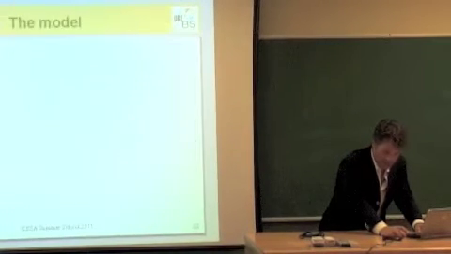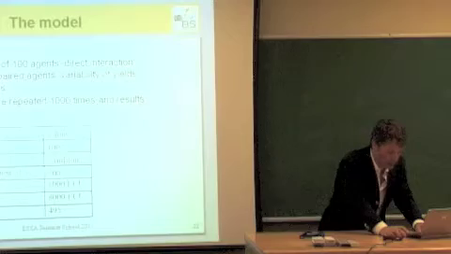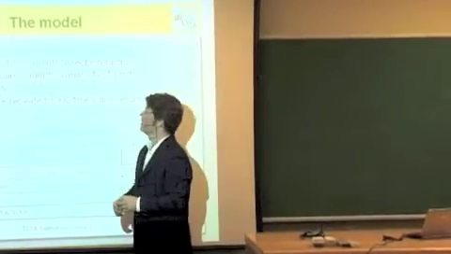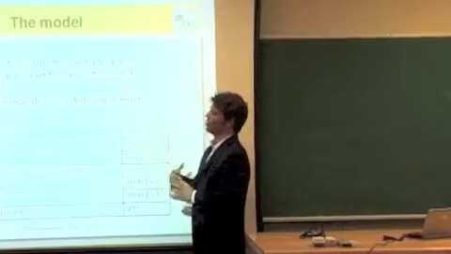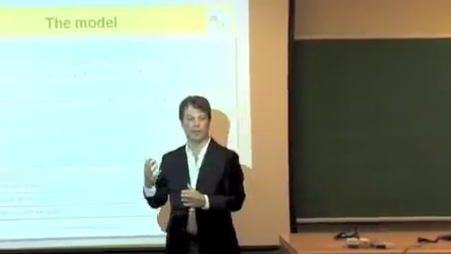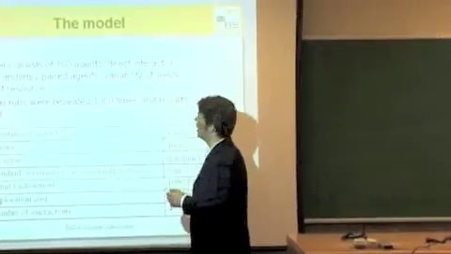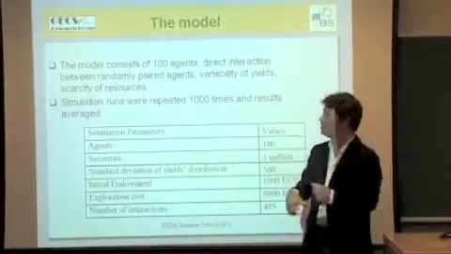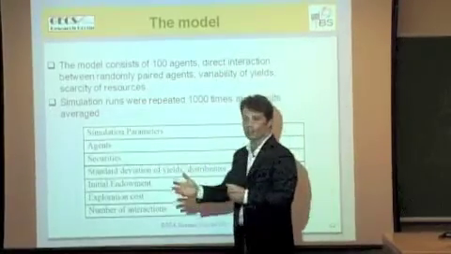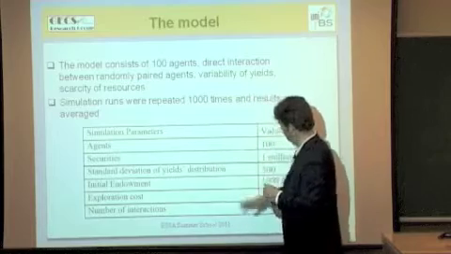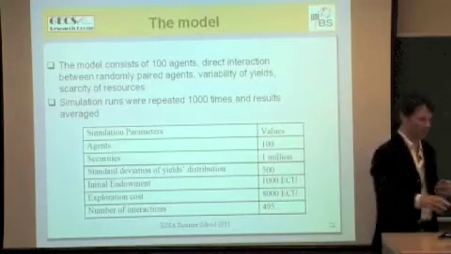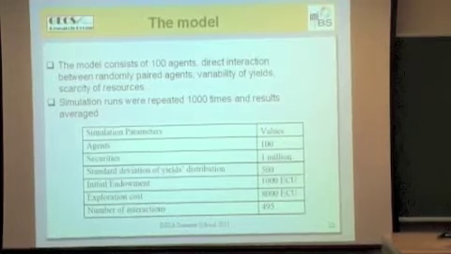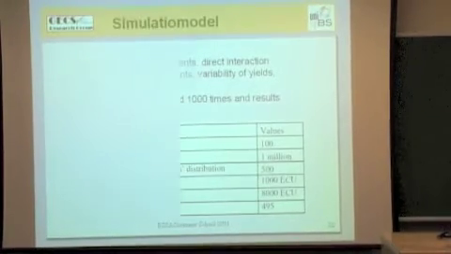And then, as before, we started to modify some parameters. We increased the number of agents. We allowed agents to interact directly by randomly coupling agents. We increased the variability of yields in the system with respect to the experiment. We introduced a scarcity of resources more than in the experiments, and these are the most important parameters of the simulation. So we modified some parameters which are easy to modify in the model.